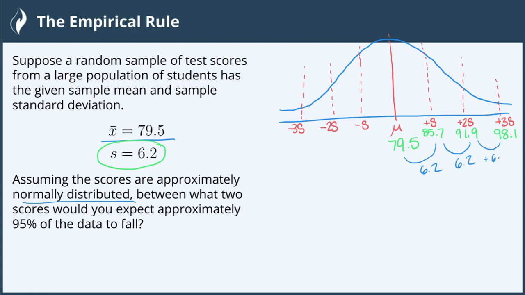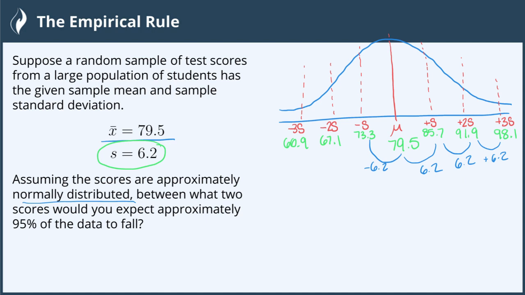And we add another 6.2. Going to the left, we're going below it, so we will be subtracting 6.2, the standard deviation, giving us the first standard deviation score below, which is 73.3. Subtracting another 6.2 gives us the score of 67.1 for 2 standard deviations below the mean. And one more standard deviation below, subtracting 6.2 gives us 60.9. And now we have all of our scores that correlate to our approximately normally distributed data.